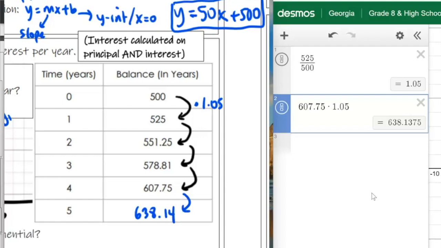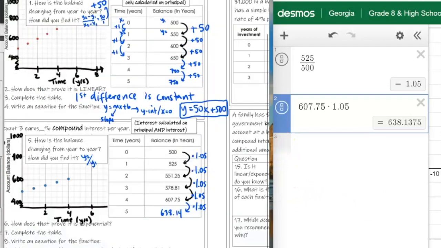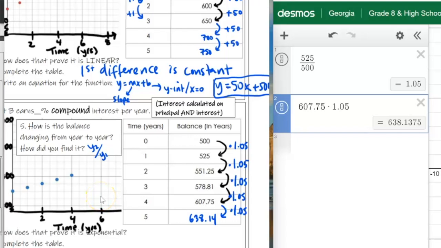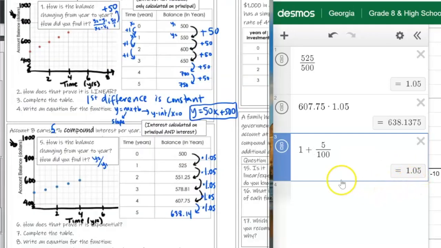All right, so what am I doing each time? I'm multiplying the previous number by 1.05, multiplying by 1.05, multiplying by 1.05, multiplying by 1.05. All right, now you should be able to tell me, if I'm multiplying by 1.05, what is my percent? Pause the video and do it real quick. All right, you should have said it will be 5%, because to go from percent to this number, you would take the percent divided by 100, and then you would do, because it's growing, 1 plus, and you'd get the 1.05 back.